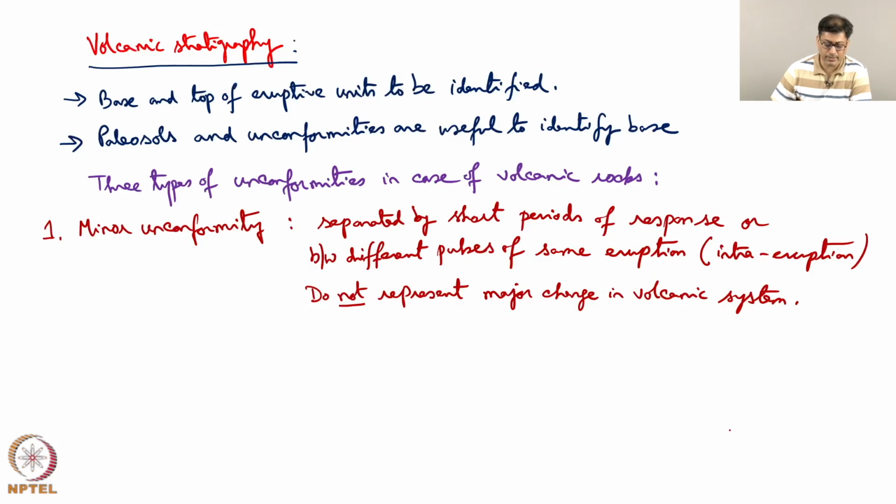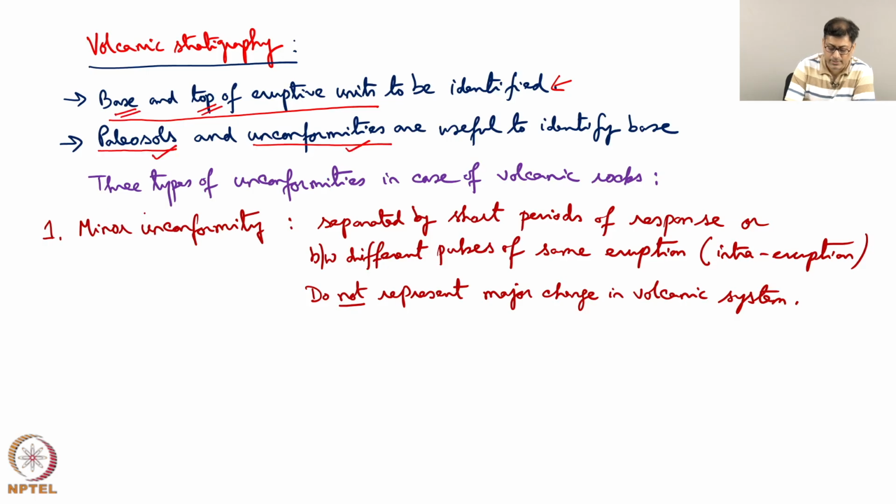In case of volcanic stratigraphy, the base and the top of the eruptive units are to be identified. Here we are dealing with volcanic rocks in layers, and to distinguish different layers we need to find out its base, of course, and its top. How to identify the base or the top?